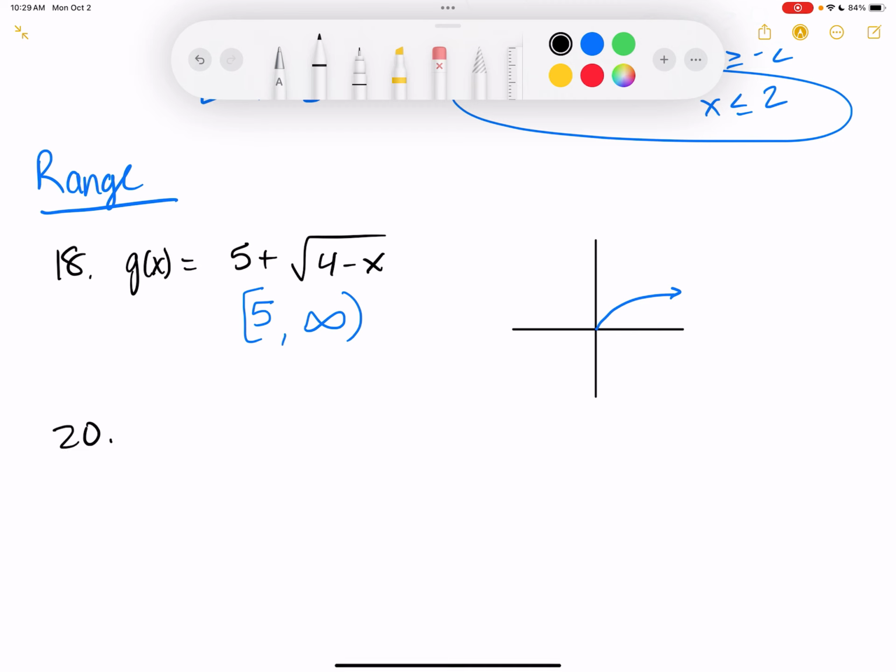And then something like 20. I'm just going to go ahead and tell you with something like 20, I don't even know what the graph of it looks like just off the top of my head. I know what a lot of graphs generally look like off the top of my head. This is not one of them.